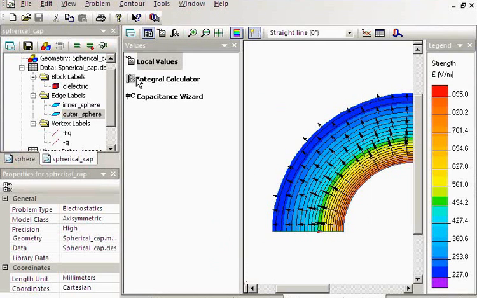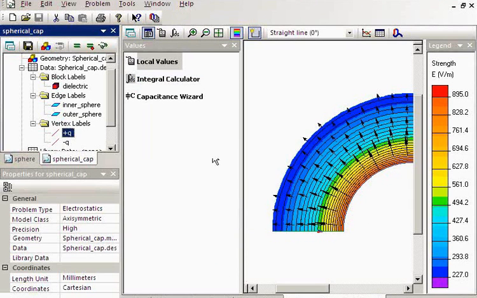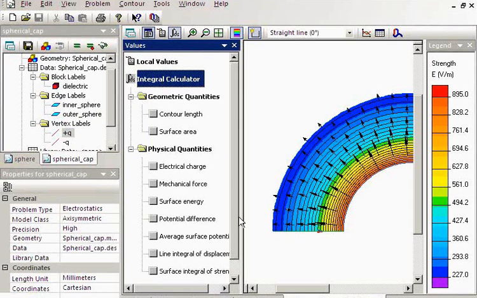To calculate capacitance, I need to divide the charge by the potential difference. The charge, I know. Here is the value. Now, what is the potential difference between these spheres? QuickField has such an integral value. So this is my contour. And I calculate the potential difference.